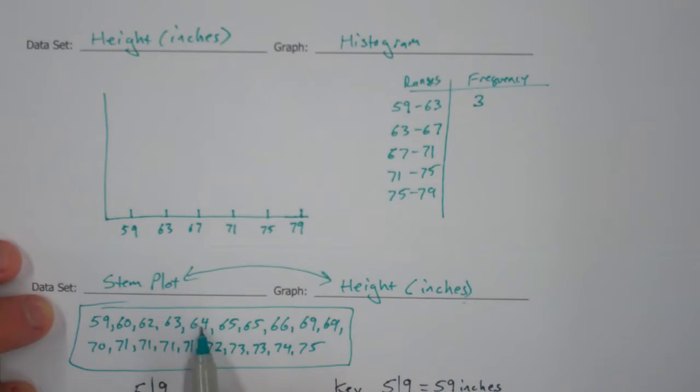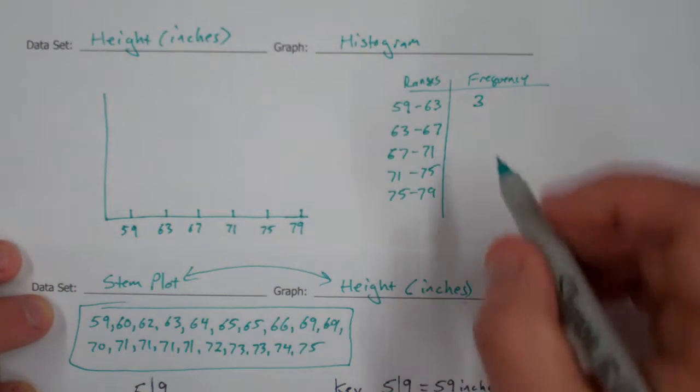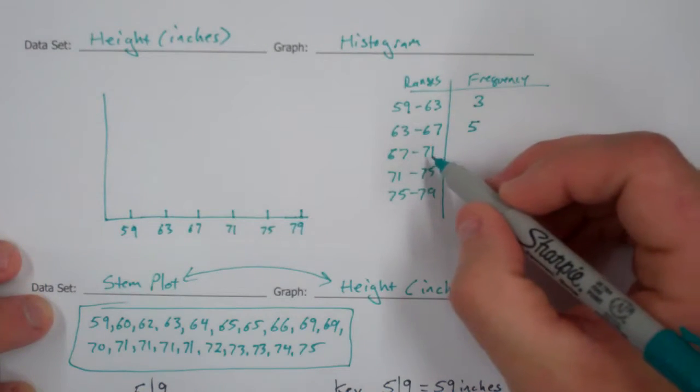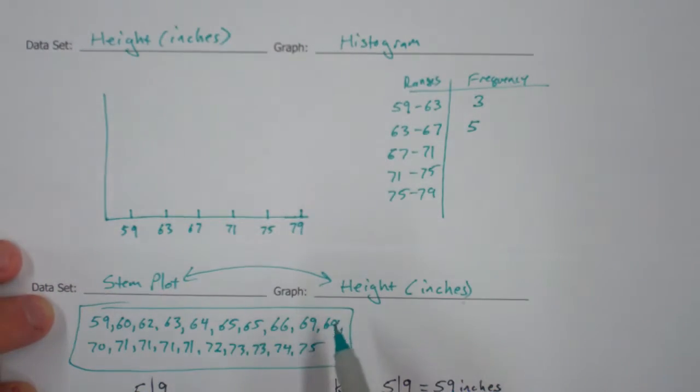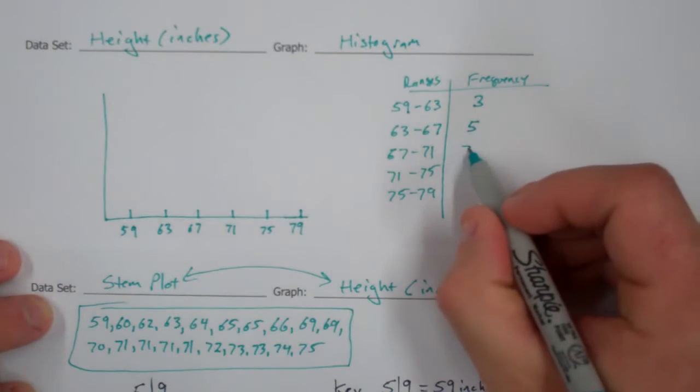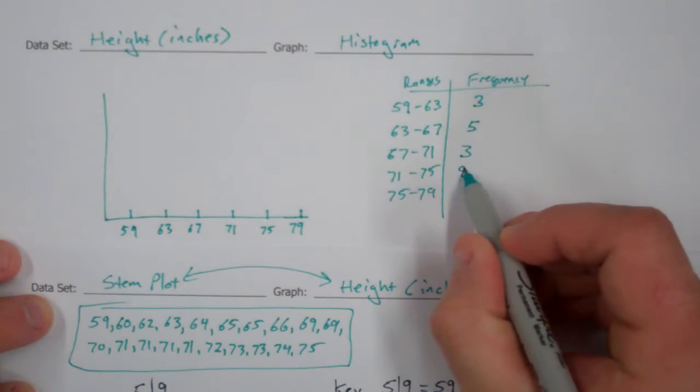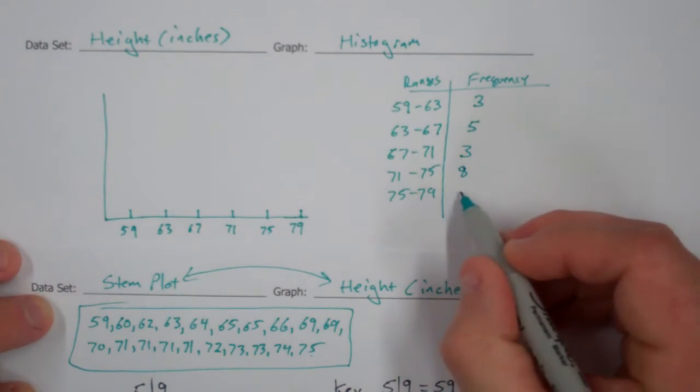So we've got 1, 2, 3, 4, 5 people fit in between 63 and 67. 67 up to, but not including 71, would be 1, 2, 3. And then 71 to 75, 1, 2, 3, 4, 5, 6, 7, 8. And then one person is at 75 to 79.